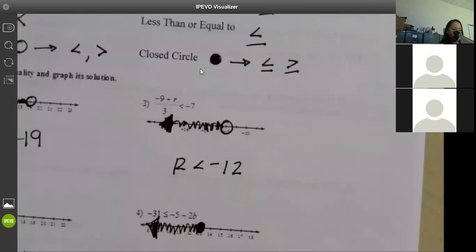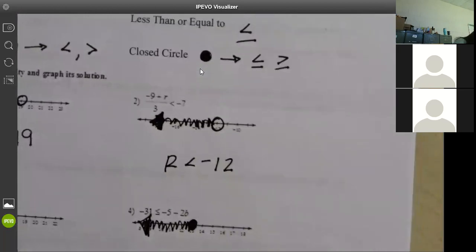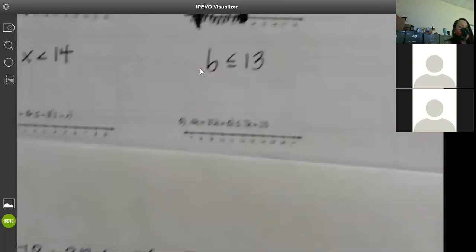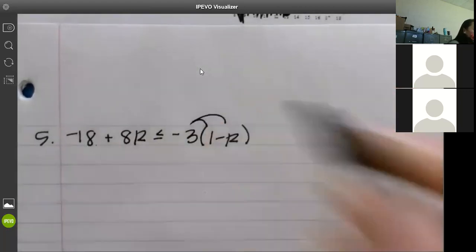All right. I'm going to copy down number 5 and we're going to work on number 5. Negative 18 plus 8r is less than or equal to negative 3 times 1 minus r. So again, we're just doing number 5. What's the first thing that I should do? What do you think? What's weird about this one? It's got those parentheses. Can I get rid of them? Yeah, distribute. Get rid of those things.